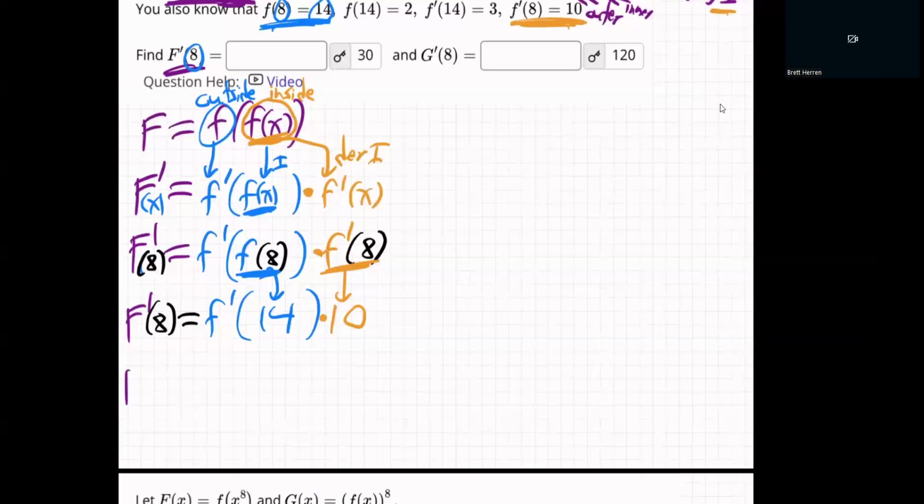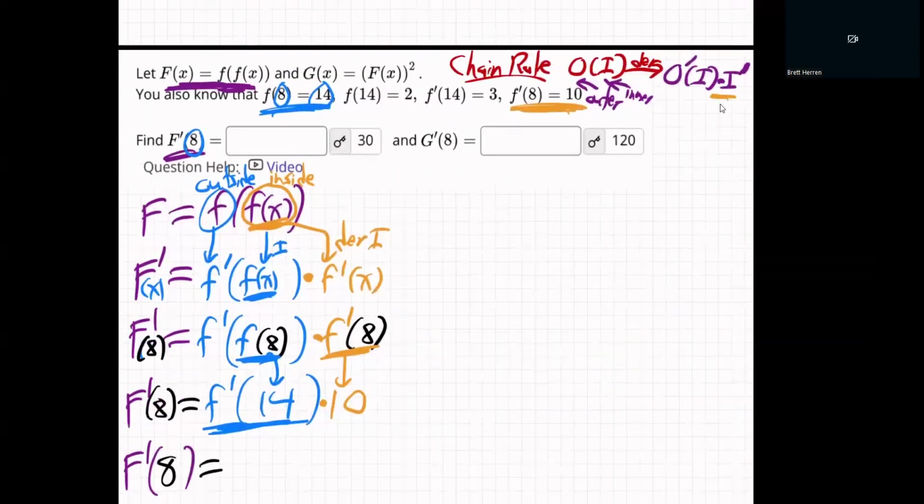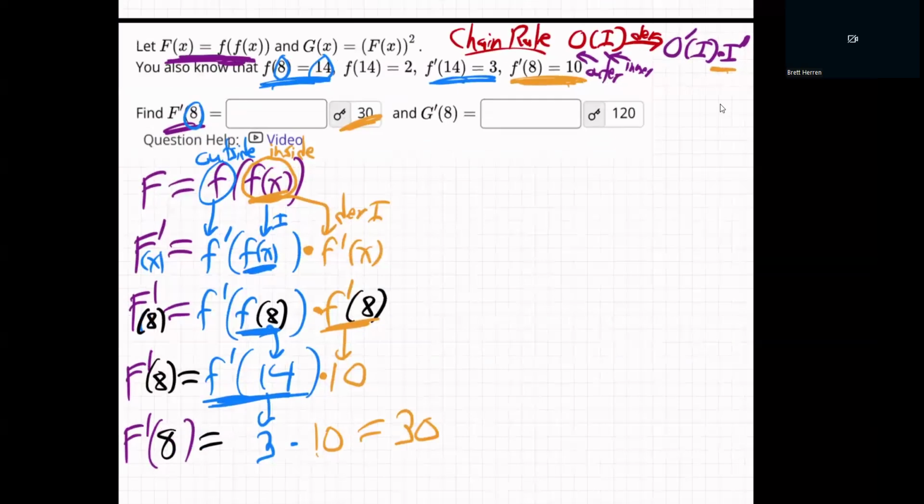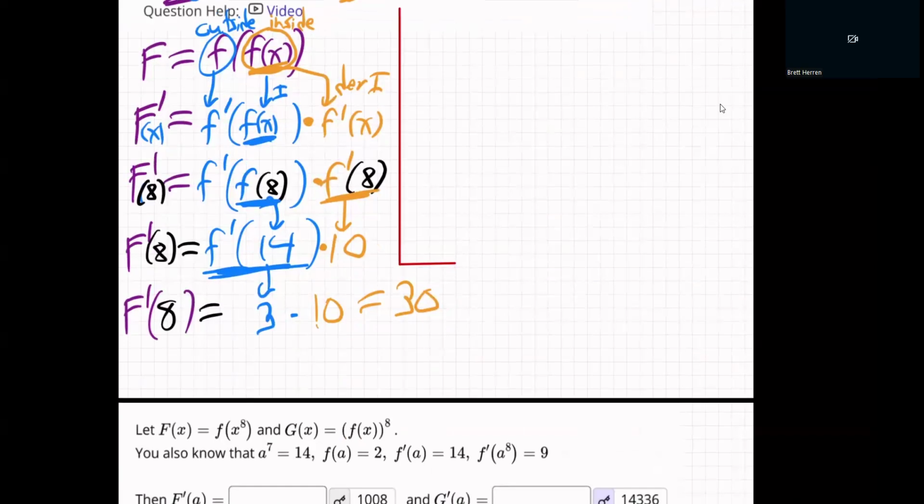We're almost there. So capital F prime of 8 equals little f prime of 14. What's that? Little f prime of 14 is 3. This whole thing is 3, and the other thing is still just 10. And we all know 3 times 10 is 30. There's the answer. So that was tricky. We had inner and outer work to do. Now, I think the other part's going to be even more tricky, would be my guess.